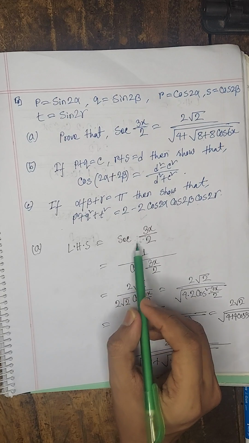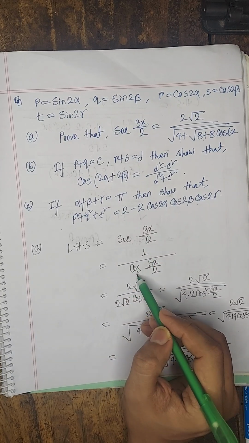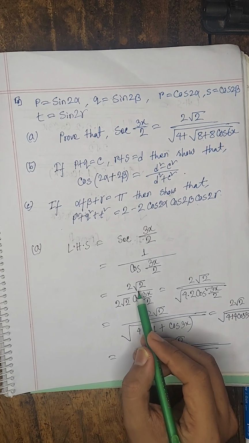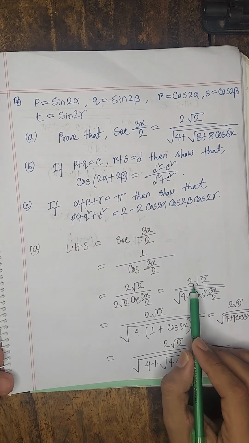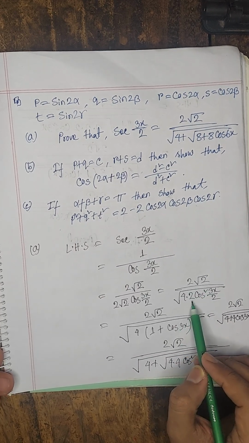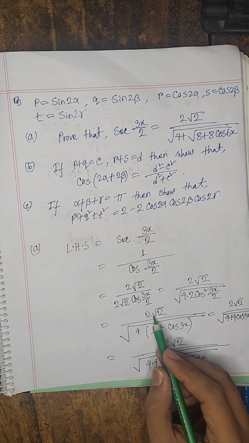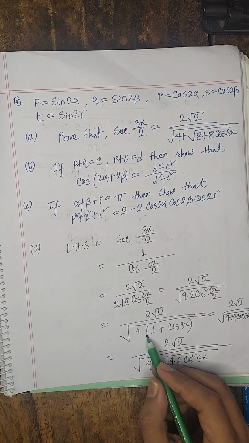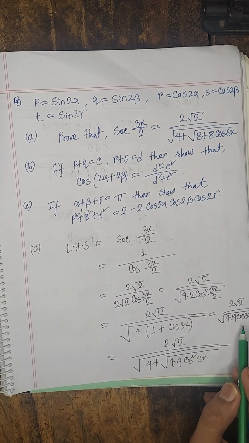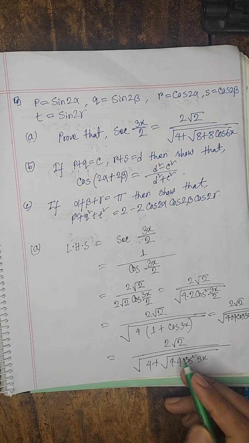Okay, now the left hand side: sec 3x by 2, we can convert this to 1 by cos 3x by 2. Now we can write 2 root 2 in numerator and denominator. Then we apply here, we can write root over 4 times 2 cos square 3x by 2. Then in numerator 2 root 2, and in denominator we get root over 4 times 1 plus cos 3x.